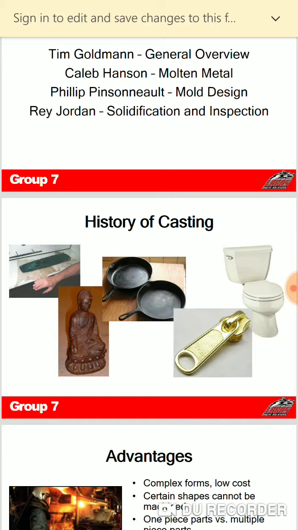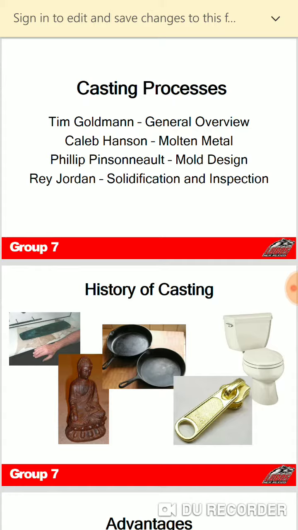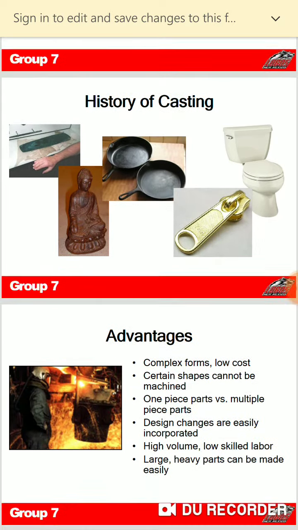Casting is most often used for making complex shapes that would be otherwise difficult or uneconomical to make by other methods. Casting is a 6,000 year old process. Casting consists of two types: metal, and second type is plaster, concrete, or plastic resin. Now, the history of the casting process and the general overview is given by Tim Goldman, the molten metal by Gallup Hansen, the mold design by Philip Pessonart, and the solidification and inspection process by Ray Jordan. Now, the two types of casting. First is metal casting.